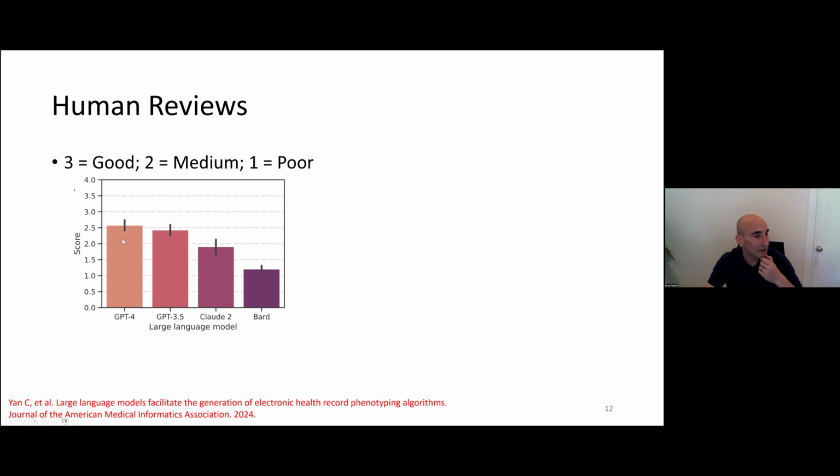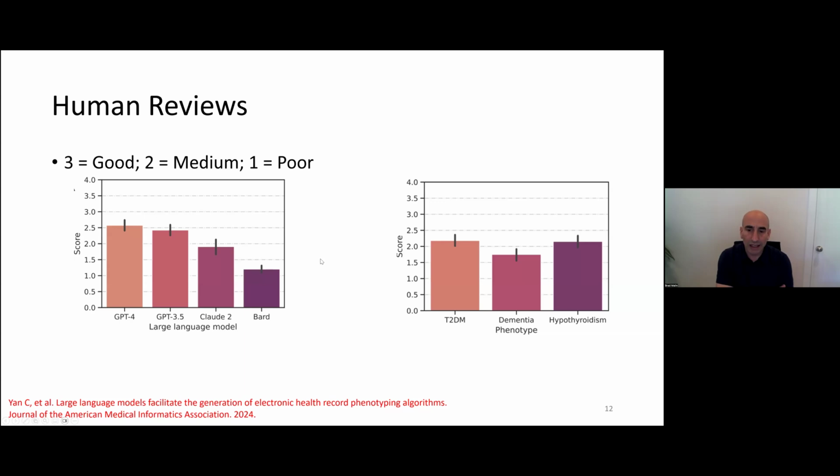And you can see GPT-4 seemed to be doing pretty well, better than GPT-3.5, better than Claude, better than Bard. No offense to Google, but Bard has not been so great. This was before Gemini was coming out. What was interesting to us was that these systems seemed to be doing decently for hypothyroidism, also for type 2 diabetes, not as great for dementia.